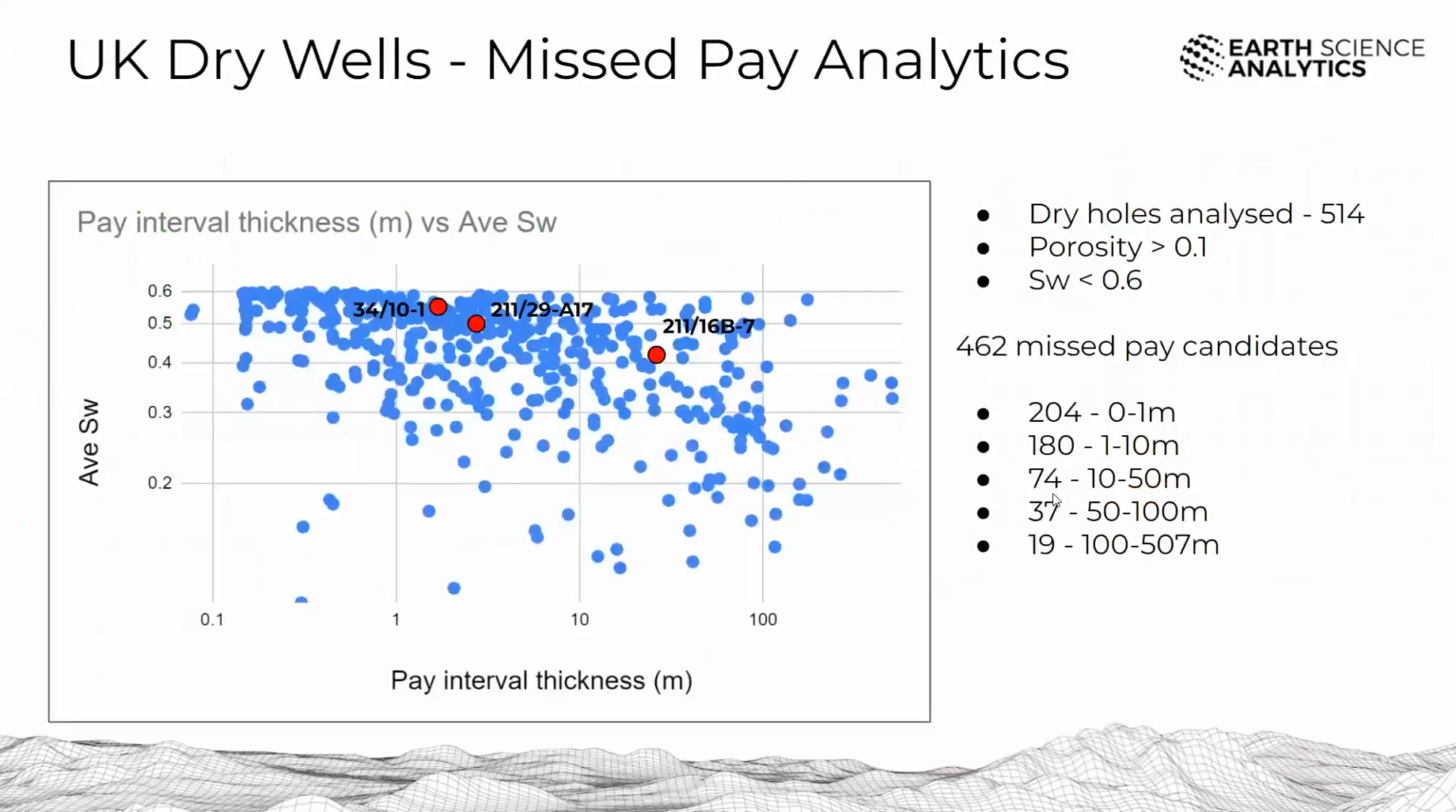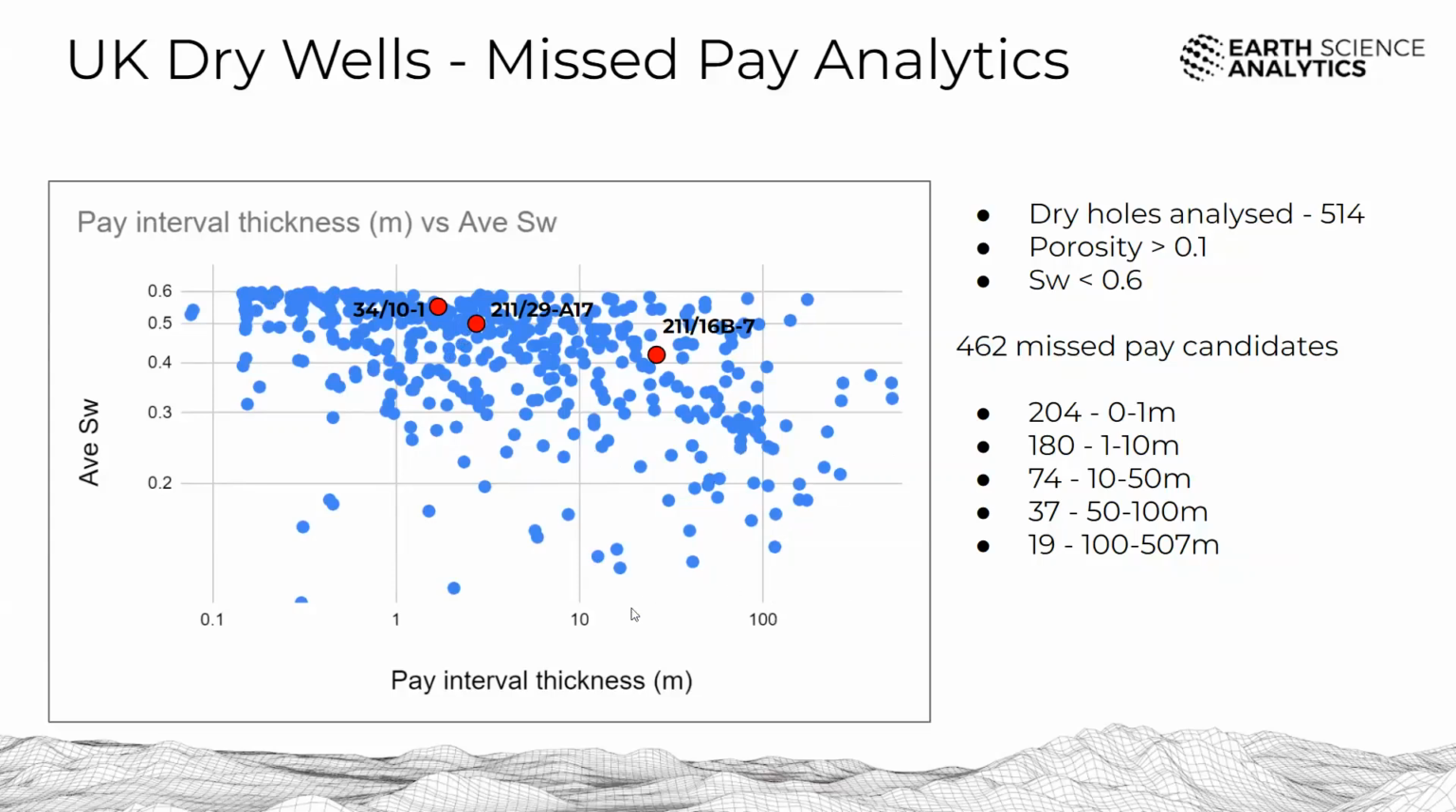Now I want to just talk about missed pay analytics. Of course we're producing all of these pay zones, and how do we go about using them? How do we go about rationalizing it and seeing what we have? Here I've plotted pay interval thickness on a logarithmic scale and average water saturation on a logarithmic scale. We have a high abundance of small pay intervals, which maybe you'd expect, but we also have some wells showing us larger pay intervals.